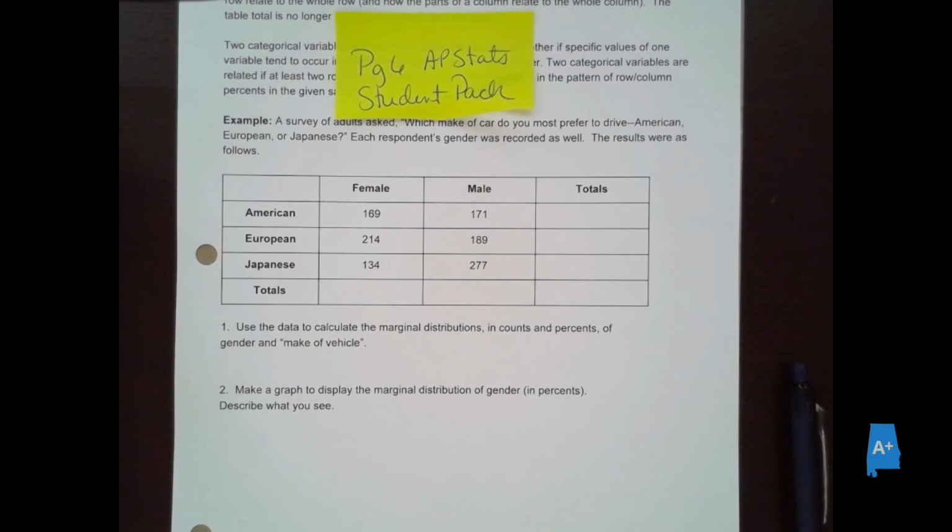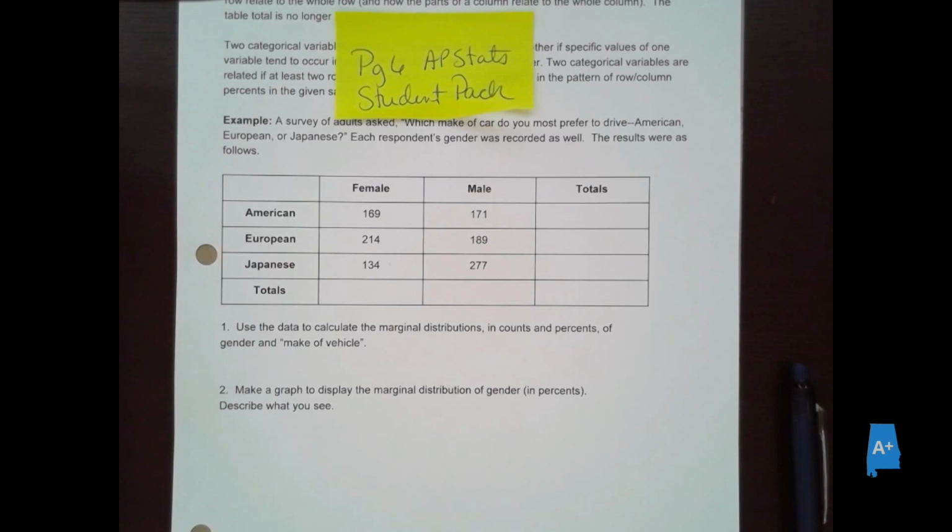This example asks us to talk about a survey of adults. It says, which make of car do you most prefer to drive? That response also had gender recorded as well. So this is a little different. We've thrown another kind of way to look at data in there. So now we have which cars do you like to drive and are you female or male?